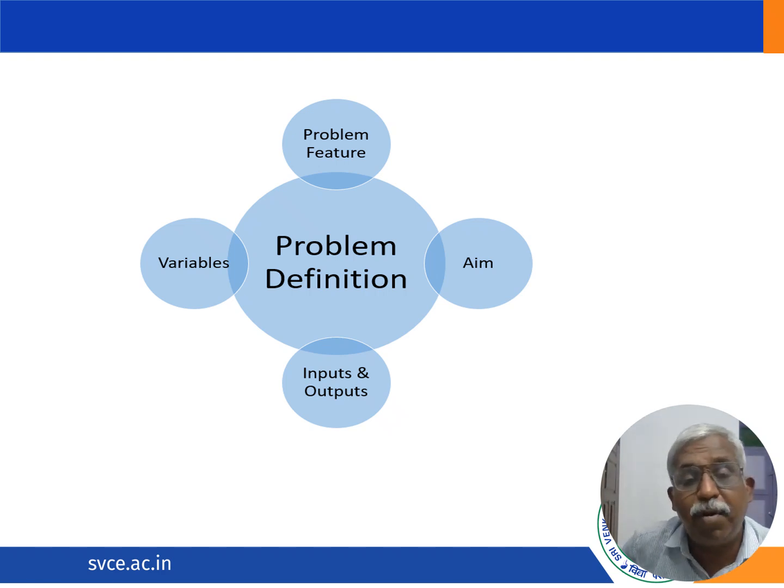Now we have a problem definition connected with features, variables, input and outputs, and aim. First I told the main objective of the problem, then we have a sub-objective. Here we have input. What is the input? Problem output, problem statement. So what are the features of the problem? Whether it is serious, or will take a longer time, or we need to take it lightly. What are the variables involved in this problem?